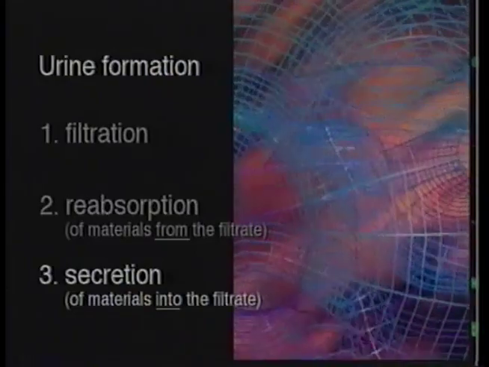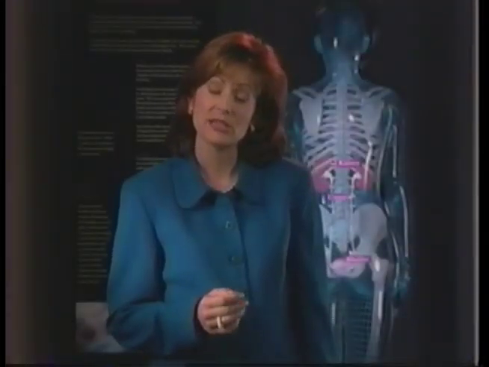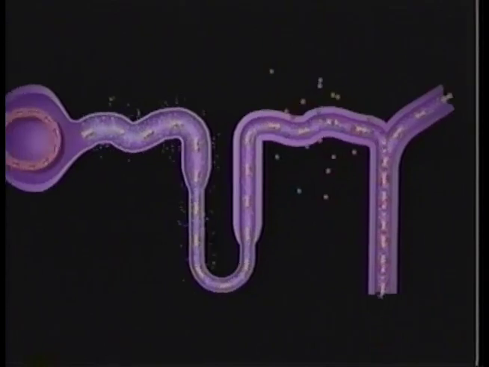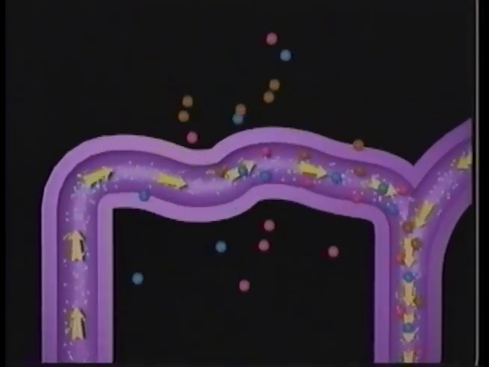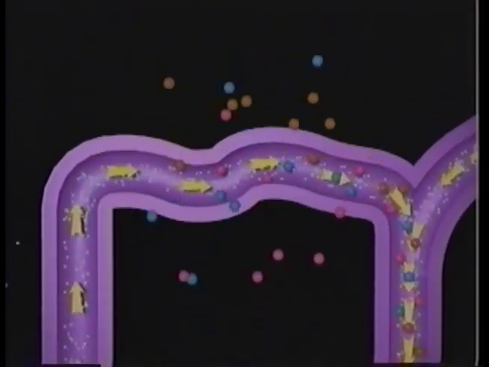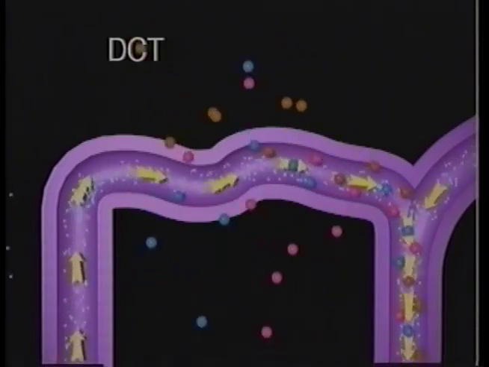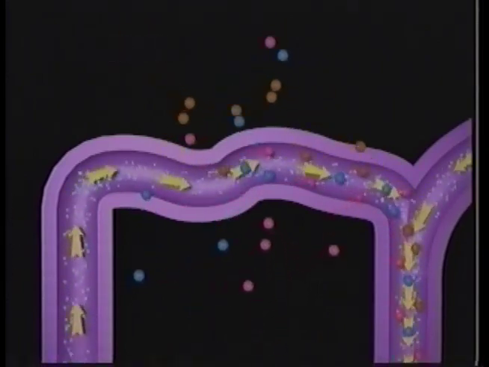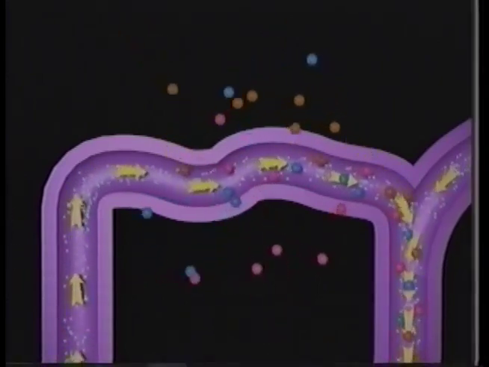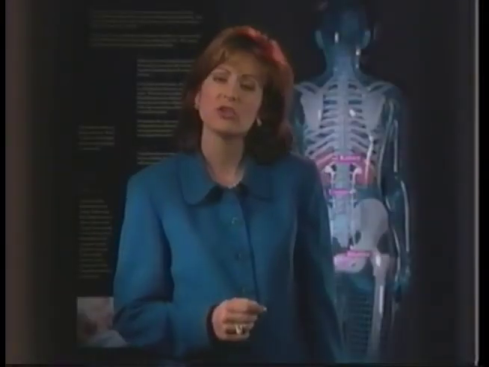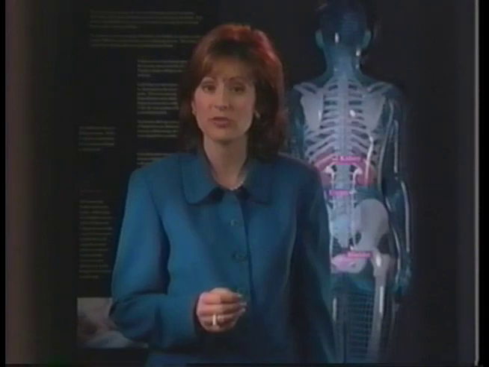The last step in urine formation is secretion. Secretion occurs in the proximal and distal convoluted tubules as well as the collecting system. During secretion, additional waste products are pumped into the filtrate. The DCT and collecting systems secrete acids, toxins, and drugs into the tubular fluid. Secretion occurs along the PCT in addition to reabsorption.